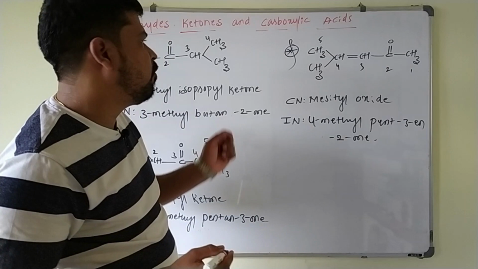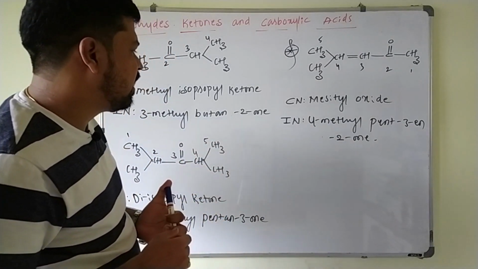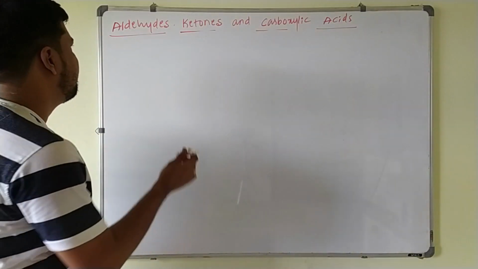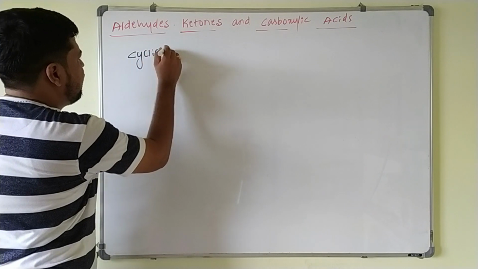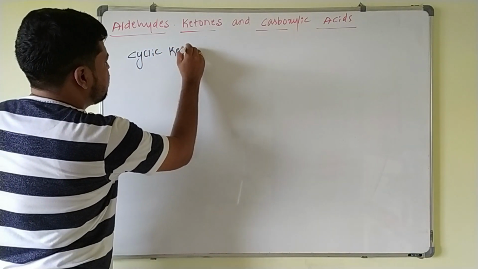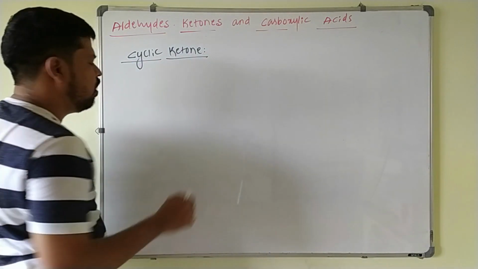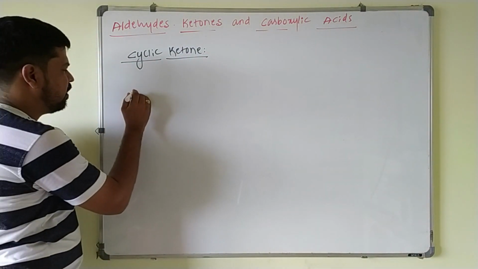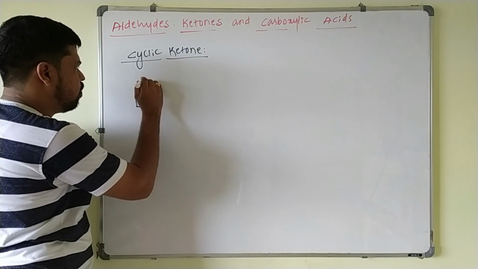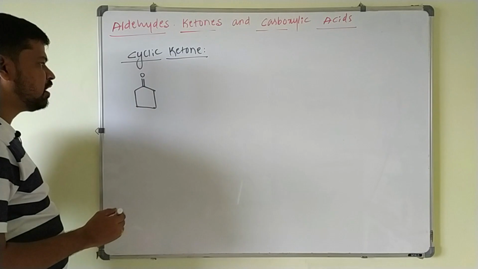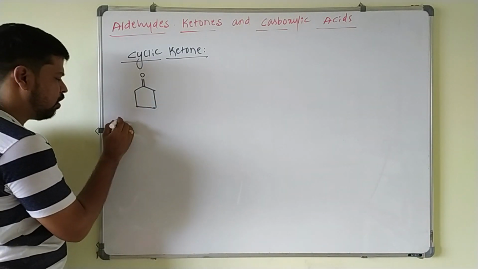Okay. Next we will go for naming of aromatic ketones as well as cyclic ketones. First, naming of cyclic ketones. In the case of cyclic ketones, the carbonyl carbon becomes one of the members of the ring. So if I take a 5-membered ring with one carbonyl group attached, the name of this compound becomes cyclopentanone. 5 carbon atoms are there, cyclopentanone.